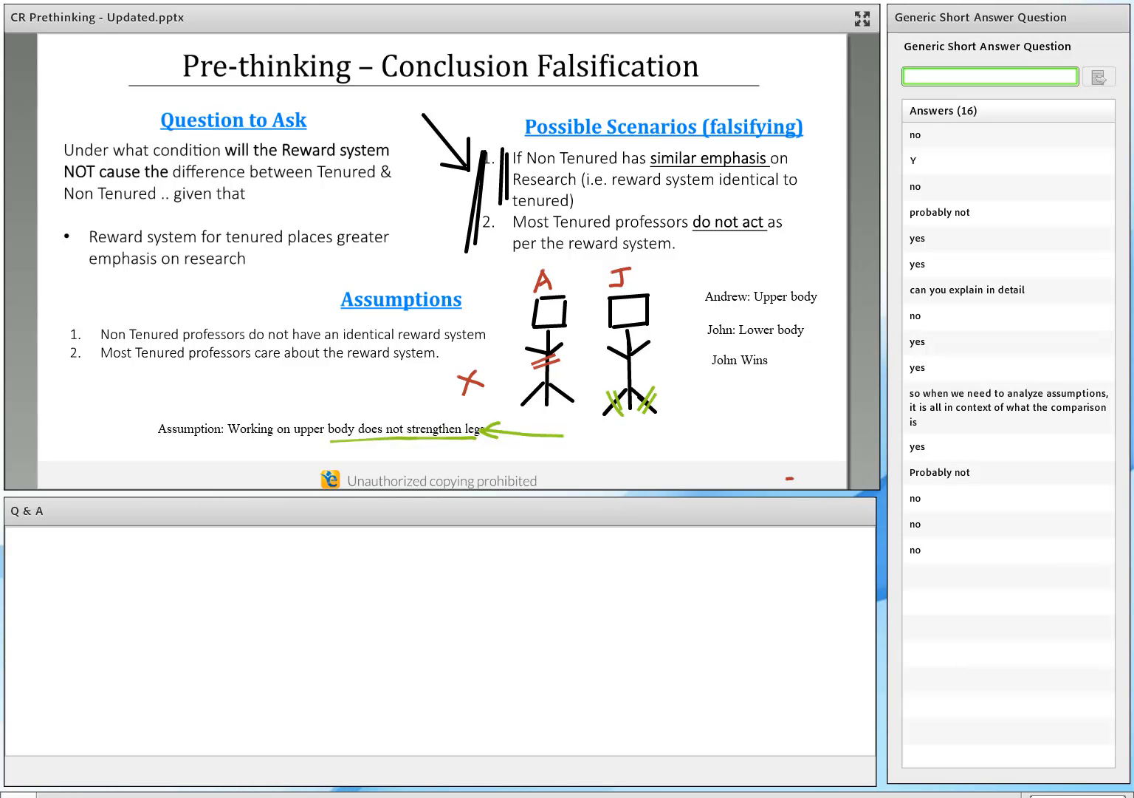Yes, it's all in the context of what the comparison is. Okay, Andrew, got it. We're going to solve a couple of questions and then I think this would come out, because this comparison piece is tested very frequently.